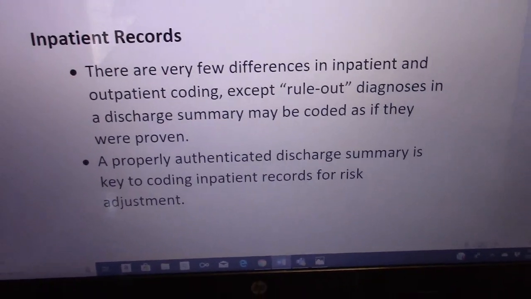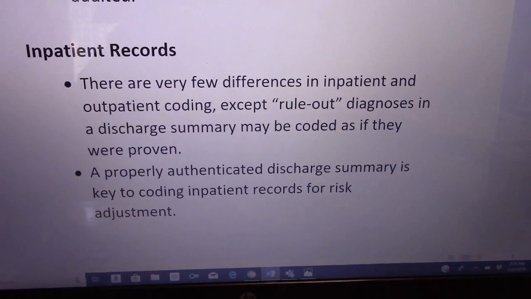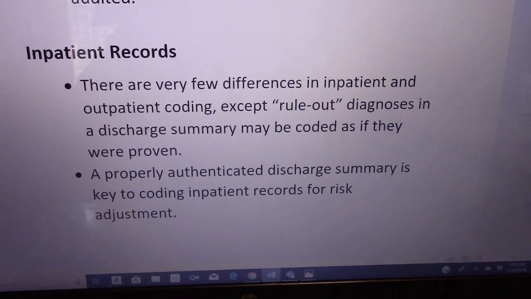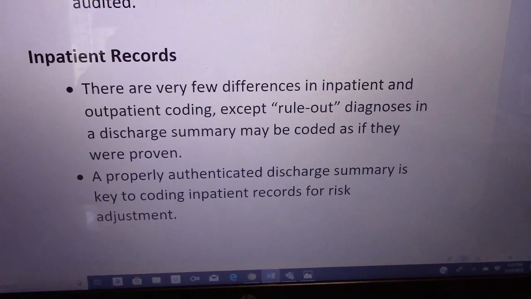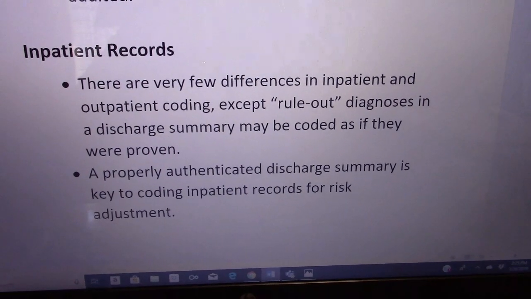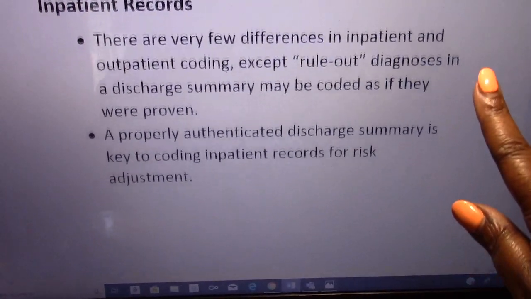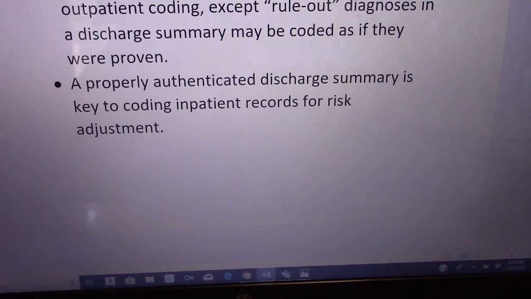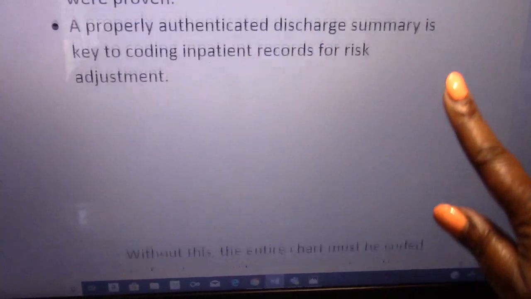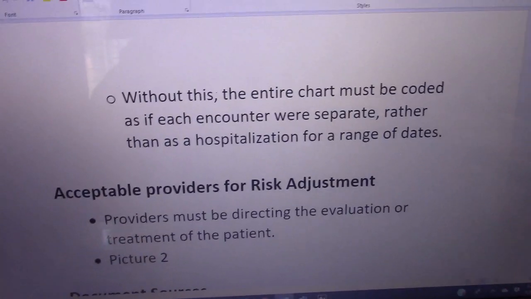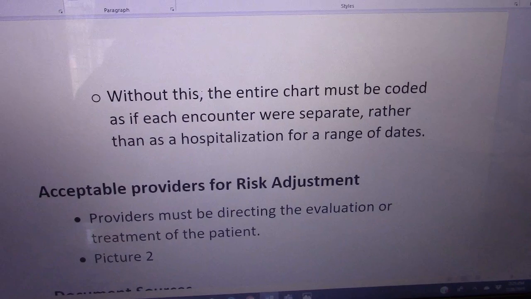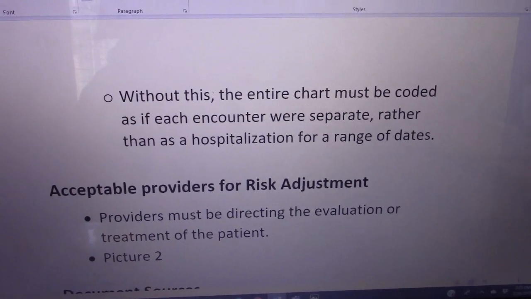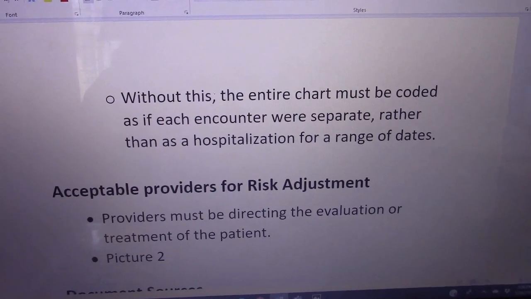Inpatient records. There are very few differences in inpatient and outpatient coding, except rule-out diagnoses in a discharge summary may be coded as if they were proven for an inpatient record. And a properly authenticated discharge summary is key to coding inpatient records for risk adjustment. Without the discharge summary, the entire chart must be coded as if each encounter were separate rather than as a hospitalization for a range of dates.